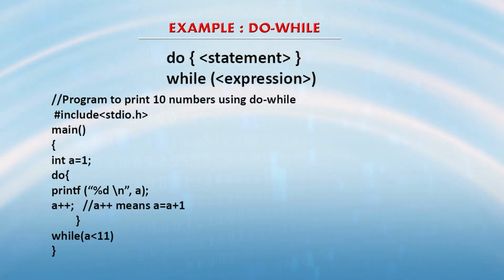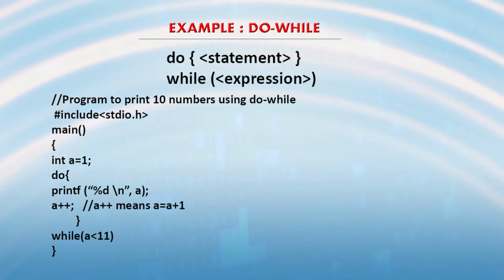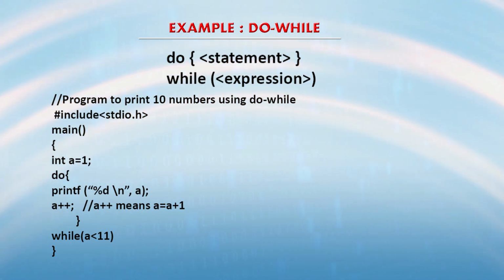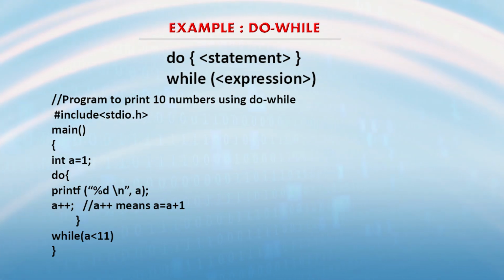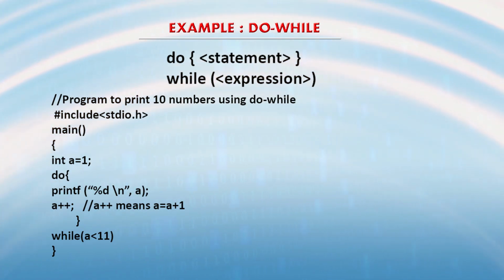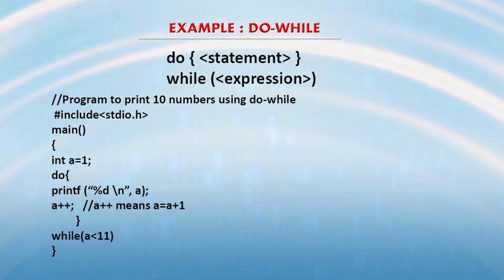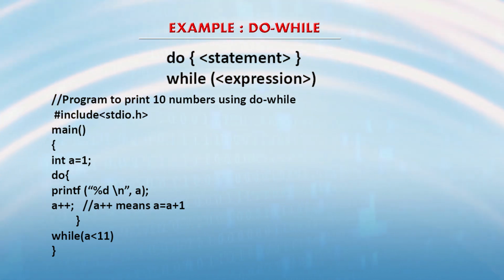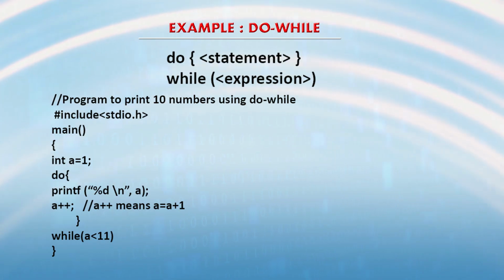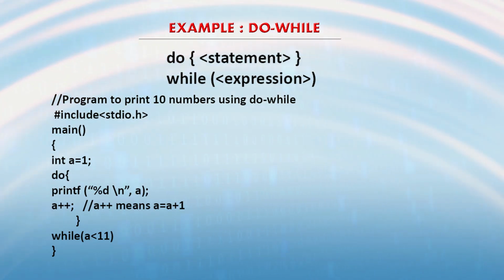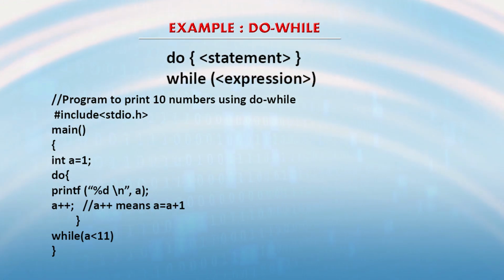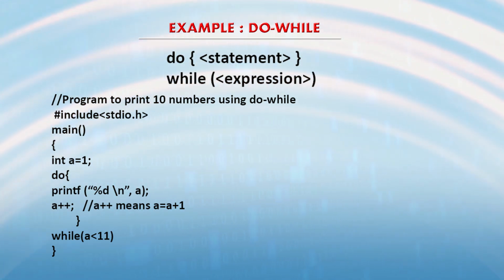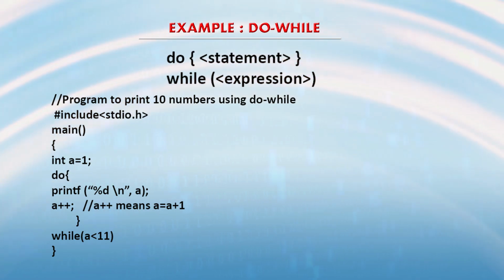So printf %d a. First the value of a will be printed, and a is incremented, that is a++. Now while a is less than 11, obviously the new value, that is 2, is less than 11. So again it will do the same thing. The new value of a will be printed, that is 2, and again a will be incremented to 3. So a++ increments to 3, and 3 is again less than 11. So again the do construct will be executed, and this is how the 10 values will be printed.